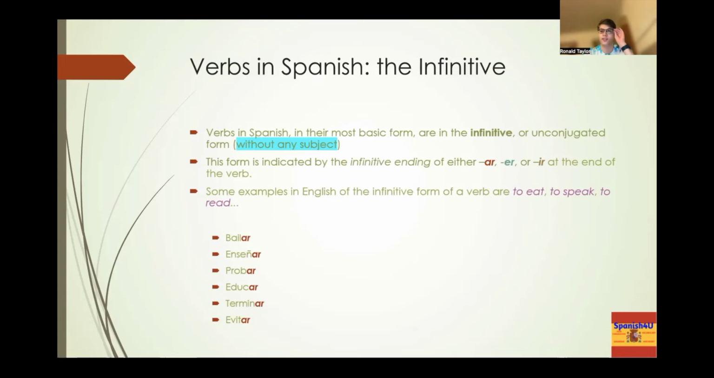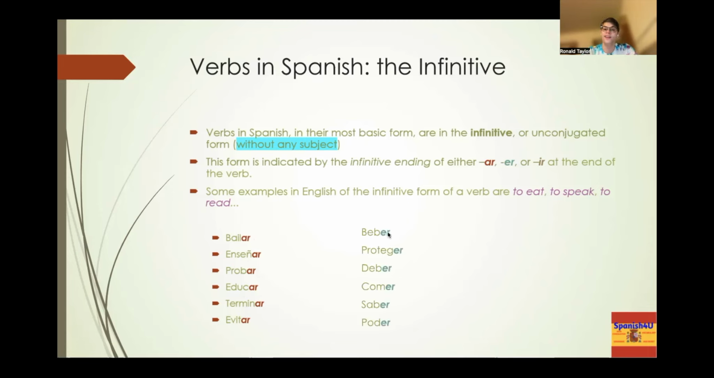And in Spanish, that would be something like bailar, ensayar, probar, terminar. You get it. So it has this AR ending, which indicates the infinitive form in Spanish. That's one type, that's the AR kind.